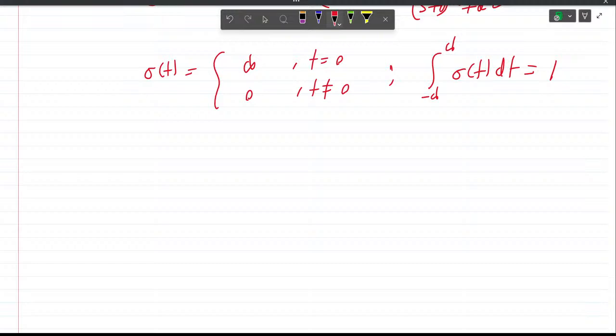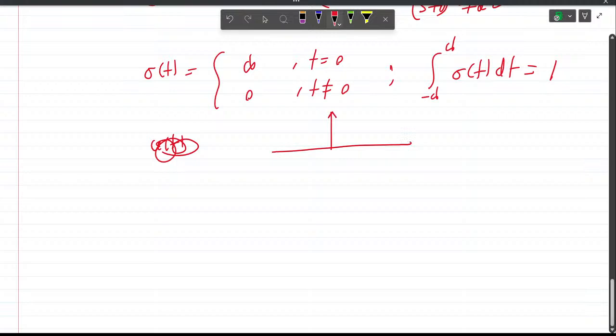So then what is the impulse? How is it represented graphically? It is represented by an arrow, but normally it is written as 1. The 1 indicates that the area of this impulse is 1, not the absolute value, not the amplitude. Amplitude is the arrow, so it is infinity, okay.